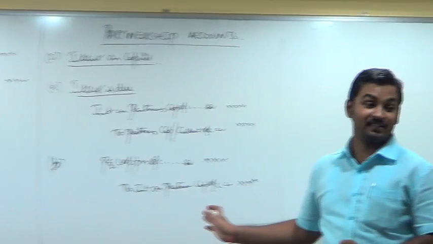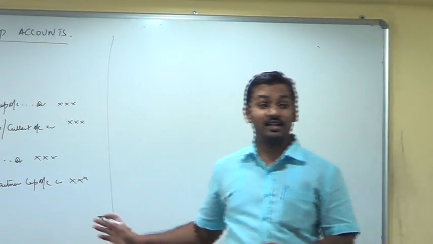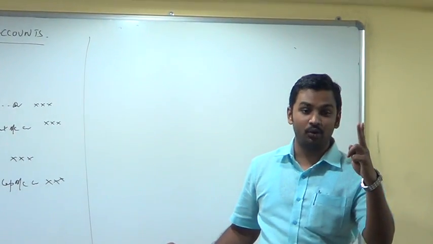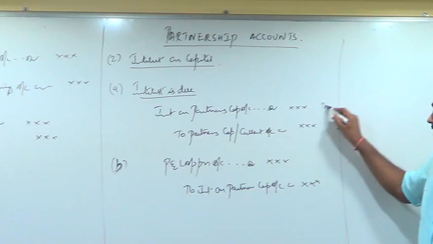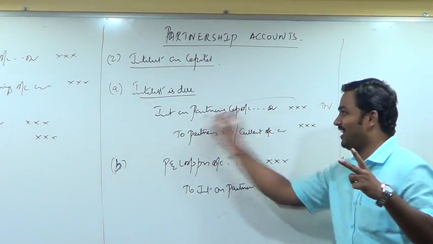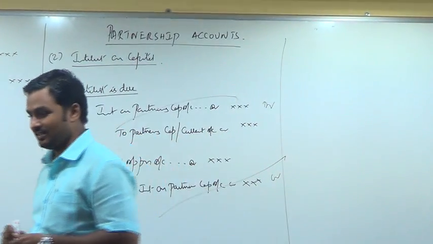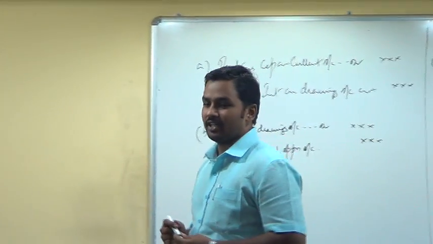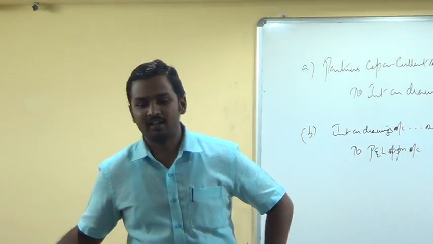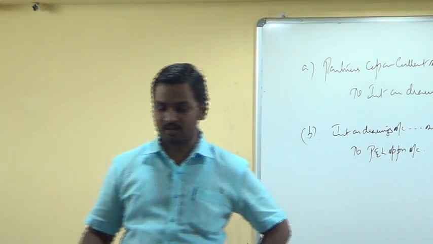Can you tell me a shortcut? Instead of writing 2 entries, can I write 1 entry? Debit, credit, cancel. What is it that remains? P&L appropriation account debit, partners' capital or current account credit. Next topic.